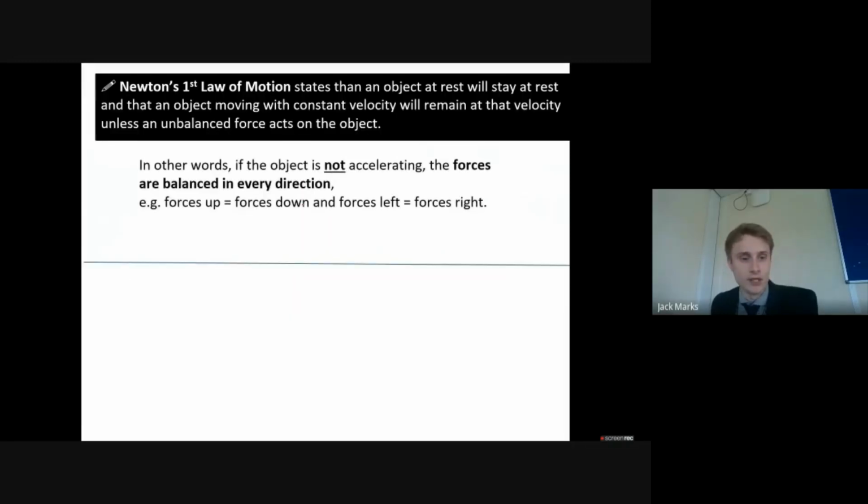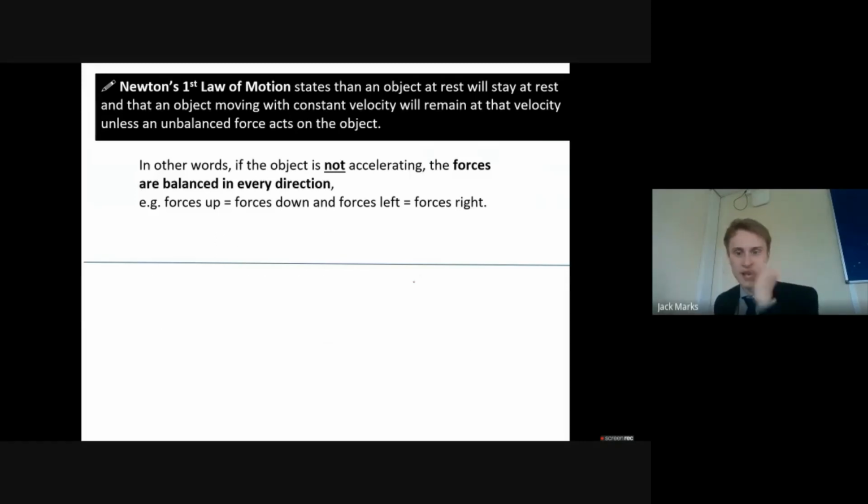Okay, so we've already started to talk about Newton's first law of motion, but sort of without realizing it. So what does it say? It says, if an object is at rest, it will stay at rest. And if an object's moving, it will continue to move with the same velocity, unless forces are unbalanced. Right, what on earth does this mean? Let's take a bit of time to have a think about that.